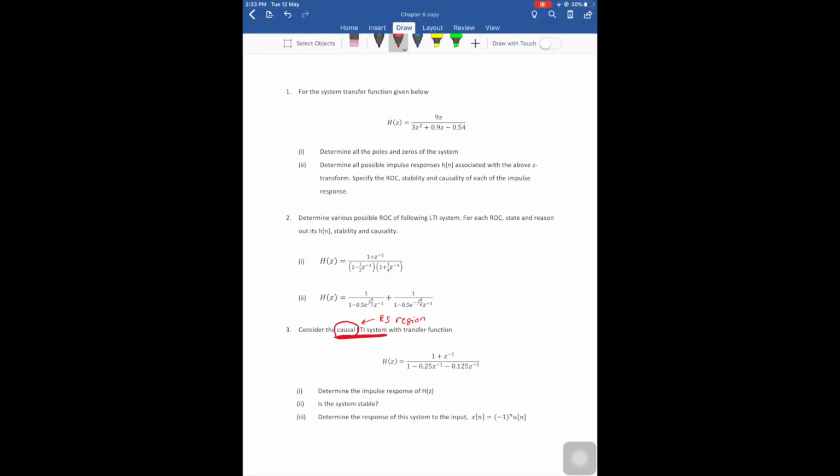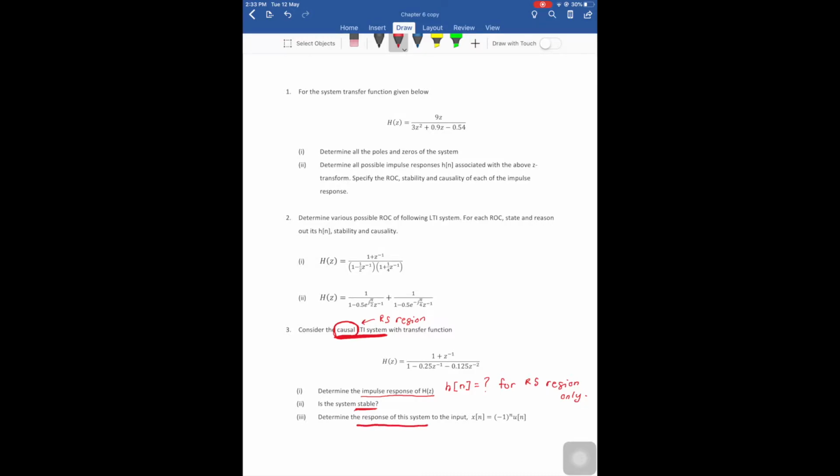So if you refer to question number 3, part 1, you need to determine the impulse response of H(z), meaning you need to determine h[n]. To determine h[n], you don't have to determine it for each ROC. Because the question already states the region is right-sided, due to the term causal, you only determine the region for h[n] for right-sided region. Next, based on part 1, you can determine: is the system stable?